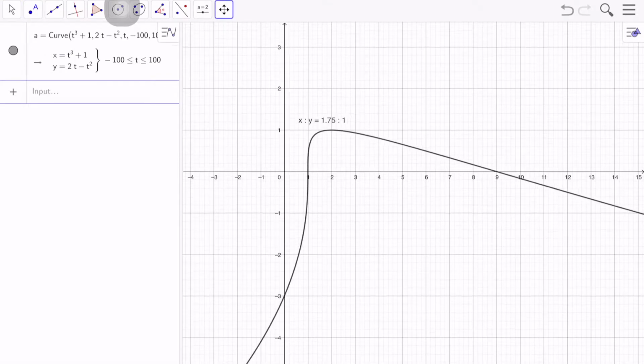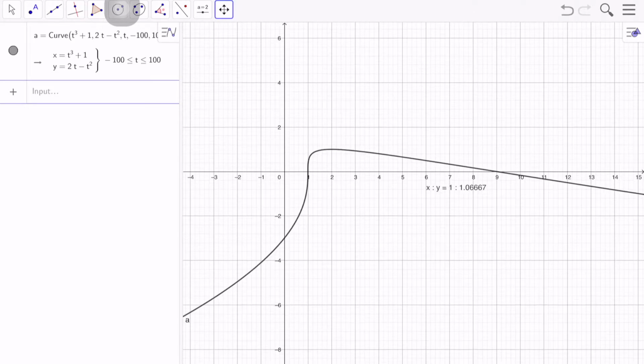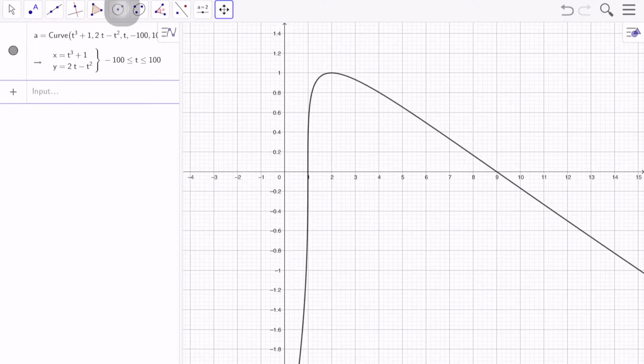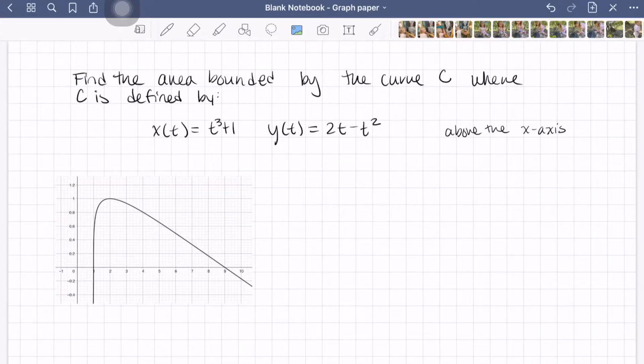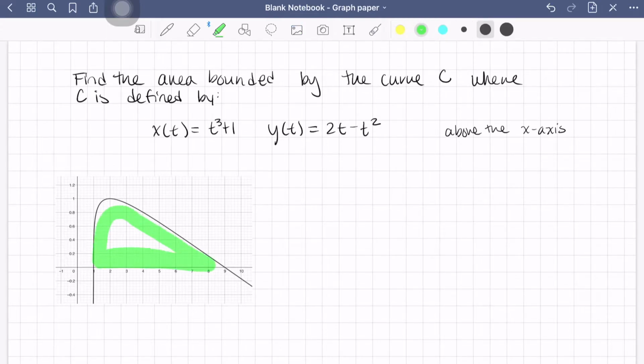And I'm going to adjust our viewing window just so we get a better idea of what we're working with. So now that we have a sketch, we have a better idea of what we're working with. So we want this entire region here. So it would help us to figure out the bounds on t.